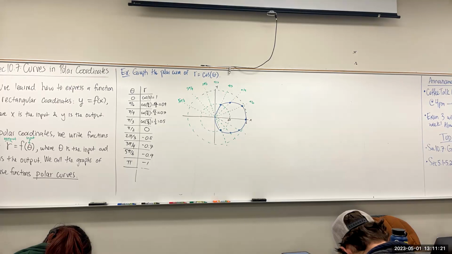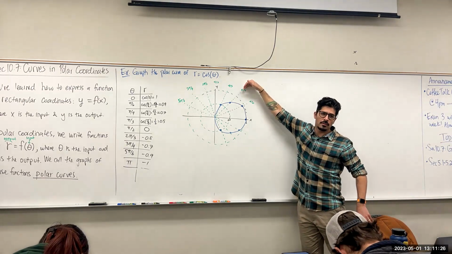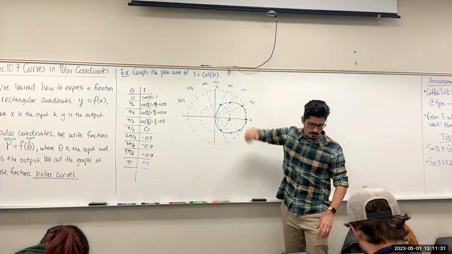The angle between pi over 6 and pi over 3, that one's pi over 4. I don't think that one's labeled. But the angle between pi over 6 and pi over 3 should be the pi over 4s.